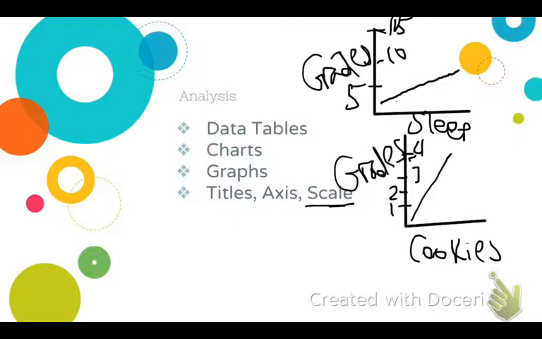I like that graph. What's that? The scale is different. Yeah. Okay? Because the scale is different, again, now look at the scale here. Because the scale is different here, the increments between the amount of grades and the cookies you eat is much smaller than the increments of grades and sleep.